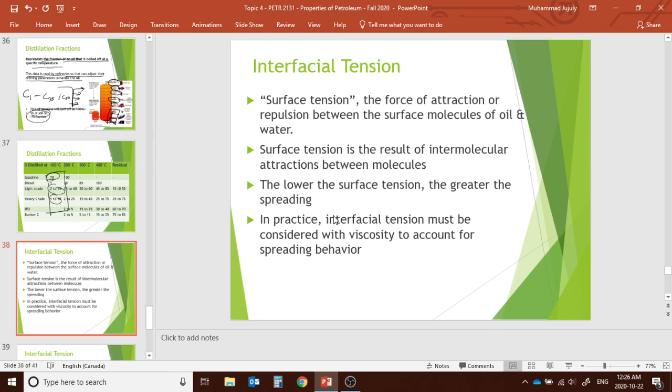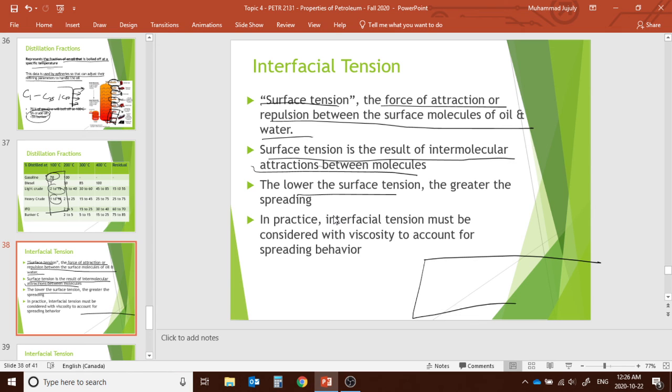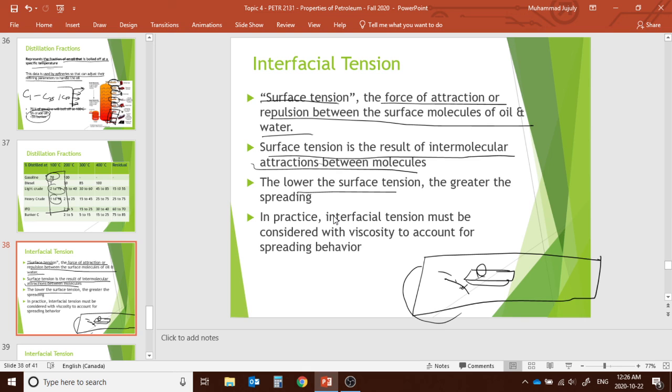Surface tension, a very important part. What is surface tension? Surface tension is the force of attraction or repulsion between the surface molecules, the oil and water. Surface tension is a result of intermolecular attraction between the molecules. Lower surface tension means greater spreading. It makes sense, right? So if, for instance, this is the sea or the ocean, this is a tanker, and this tanker spilled some oil. Now, if the surface tension is lower, then it would spread more. But if the surface tension is higher, it will spread less.